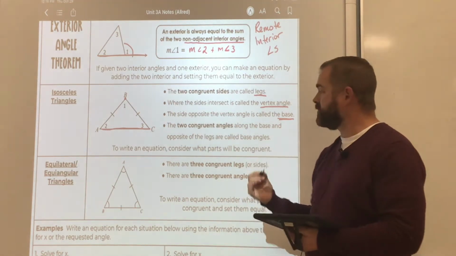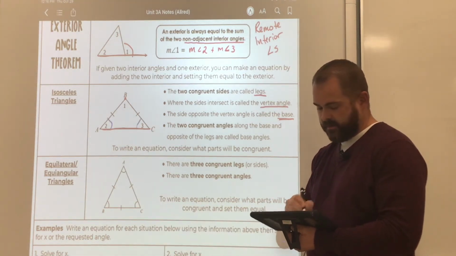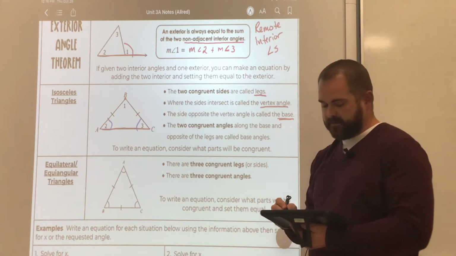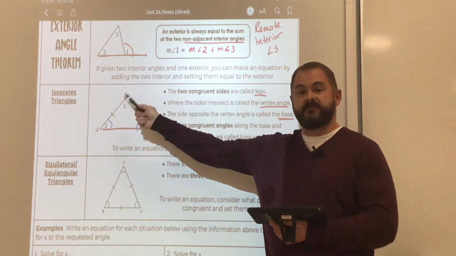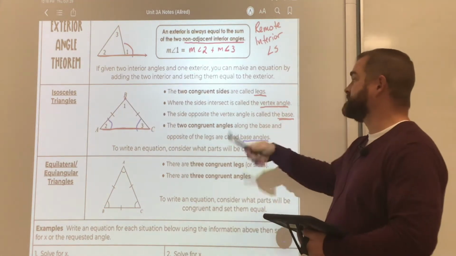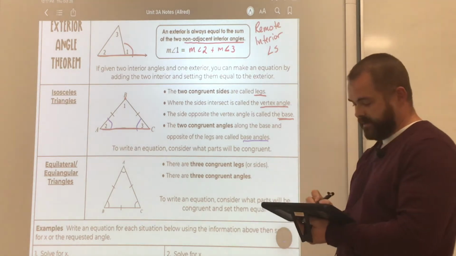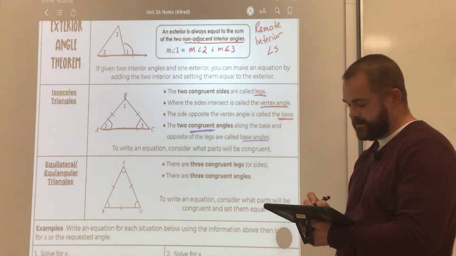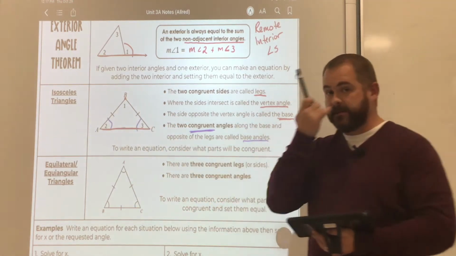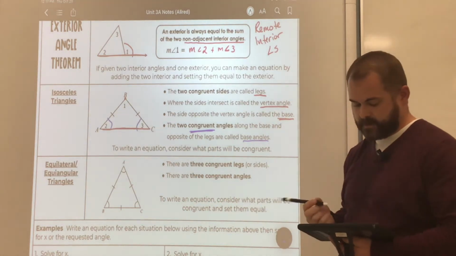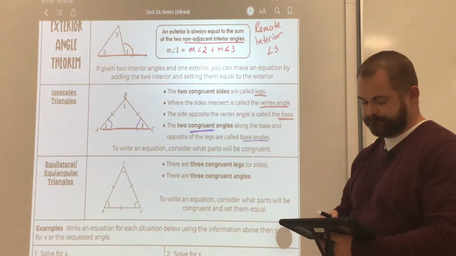Okay, so AC is the base because B is my vertex angle. And then the two congruent angles here and here, along that base, are called base angles. The angle formed by the legs is called the vertex angle. The other two angles have to be the base angles, and they are always congruent to each other. So if I only give you one of these angle measures, we know the other one is equal to that. To write an equation, consider what parts are going to be congruent.